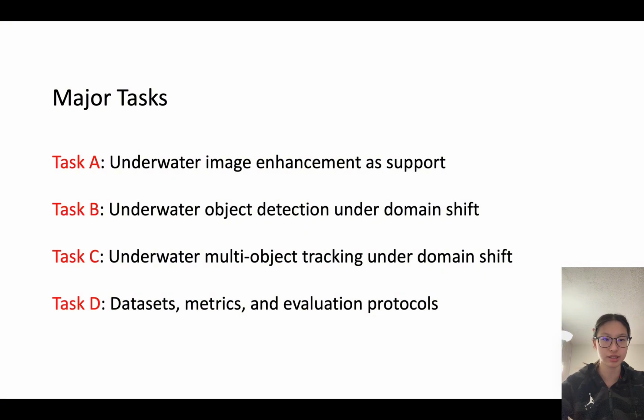The third one is Task C, which is underwater multi-object tracking under domain shift. The goal here is to track multiple objects across frames while maintaining consistent identities. Finally, Task D focuses on datasets, metrics, and evaluation protocols. This part studies how we evaluate detection and tracking system and how we measure cross-domain robustness. In the following section, I will discuss each of these tasks in more detail.